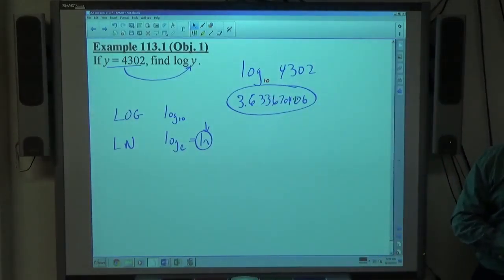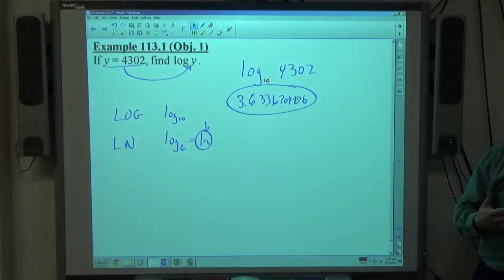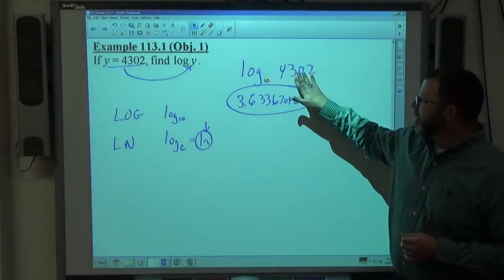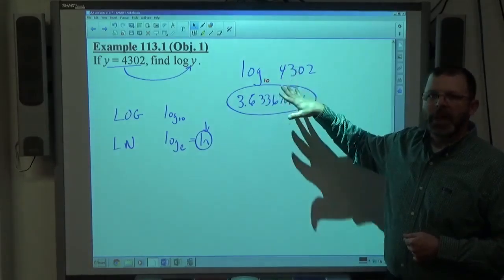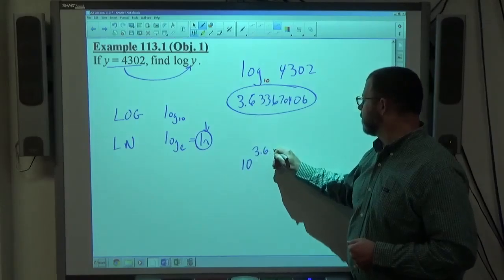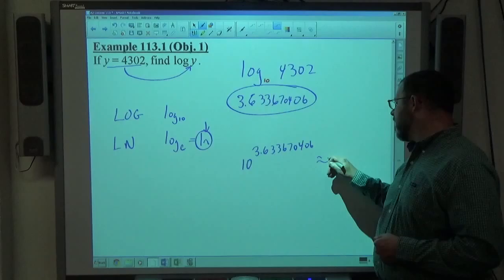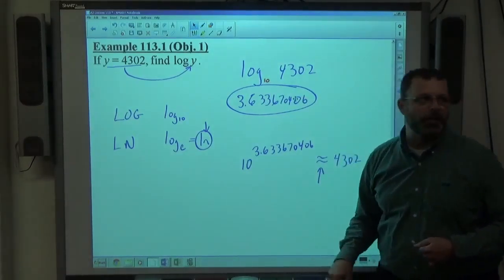Let me get you to understand what that means. Because again, I can type anything in my calculator, it equals, and spits out an answer, I write it down. If I don't know what that answer means, I'm not understanding what my purpose is. So when you're finding log of 4,302, you're finding 10 raised to this power equals that number. That's what that means. So if I did 10 to the 3.633670406 power, it's going to approximately equal 4,302. I put approximately because that is a rounded answer.